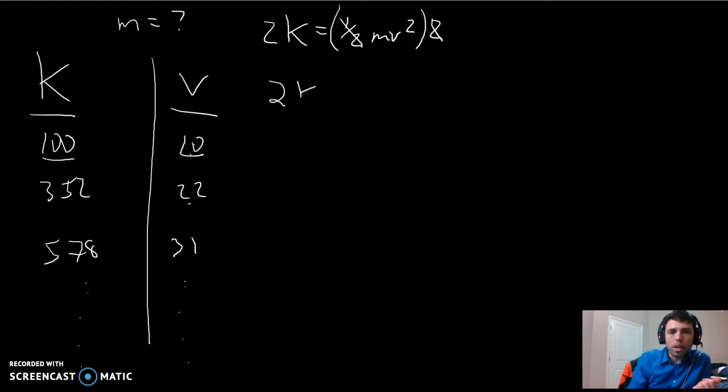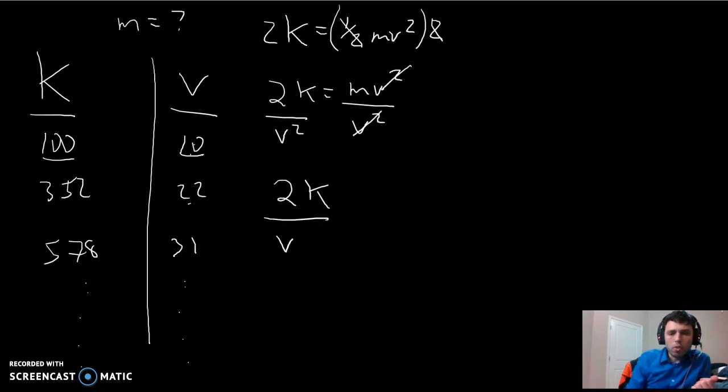Now we have 2k equals mv squared. We want to divide by v squared, right? Divide by v squared on both sides. The v squared cancels on this side. So we have 2k over v squared equals m. Oh, cool. Well, there you go. Now I have it equal to m.